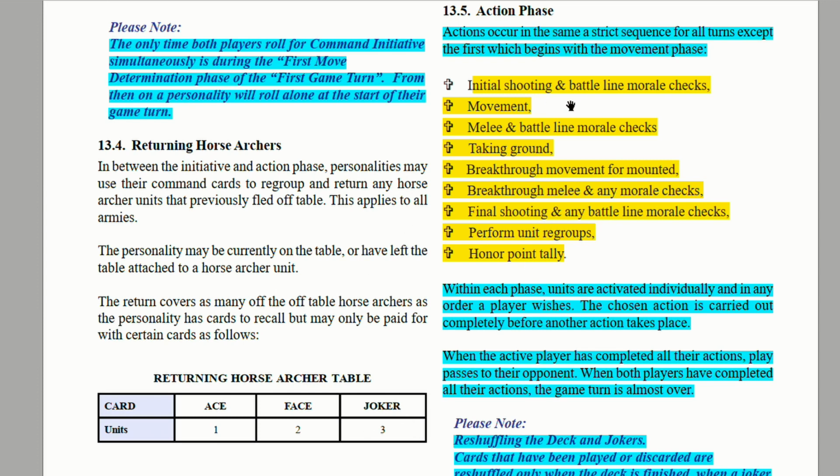Action phase: initial shooting and battle line morale checks, movement, melee, battle line morale checks, taking ground, breakthrough movement of mounted, breakthrough melee, and any morale checks, final shooting, any battle line morale checks. Perform unit regroups, honor points tally.